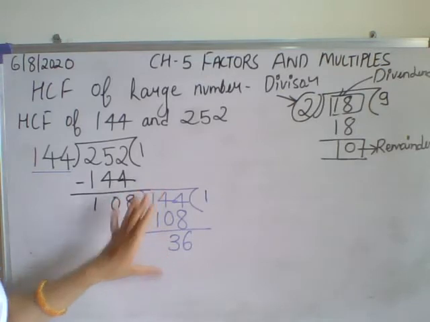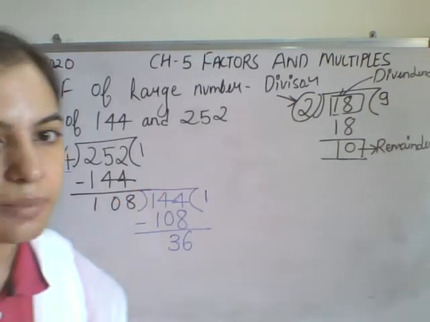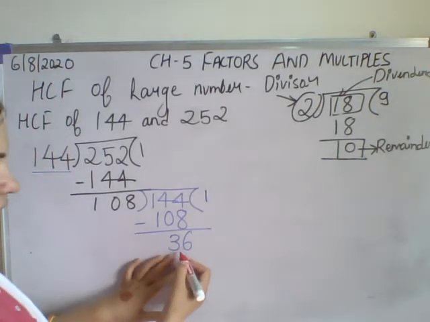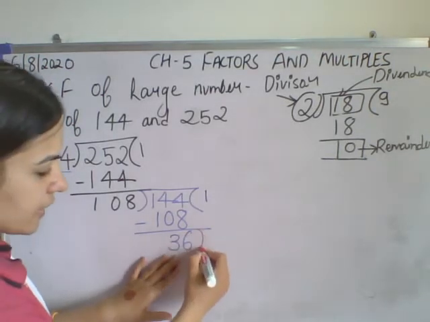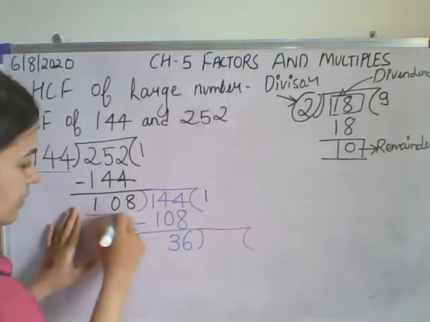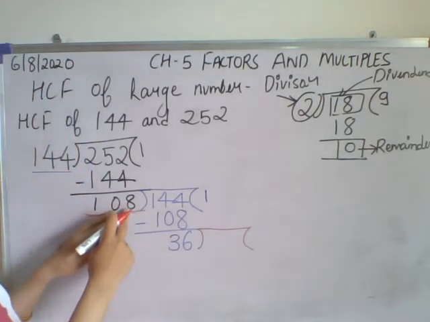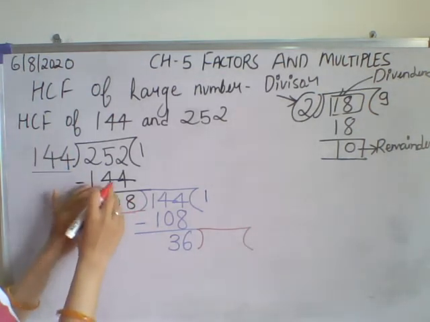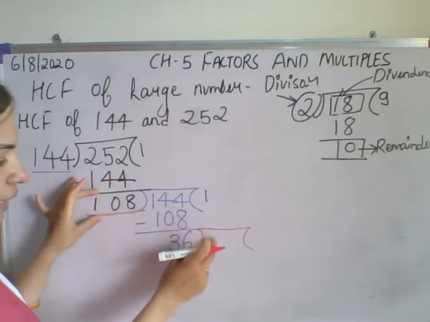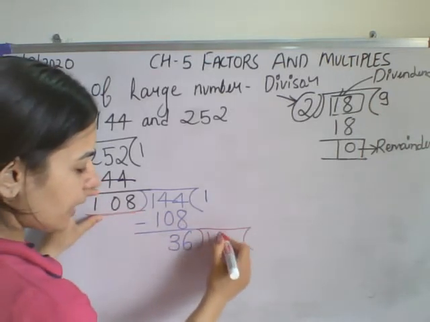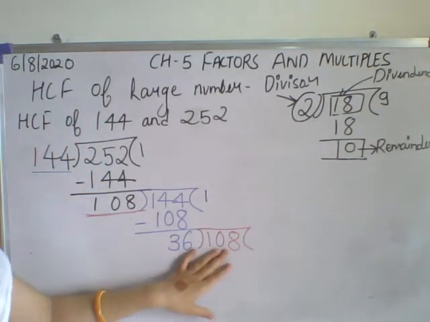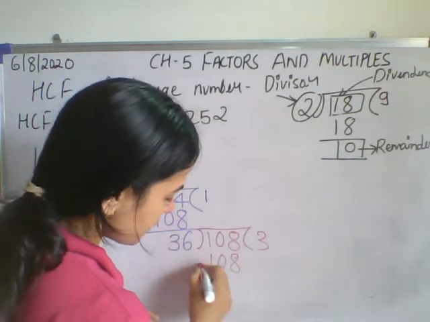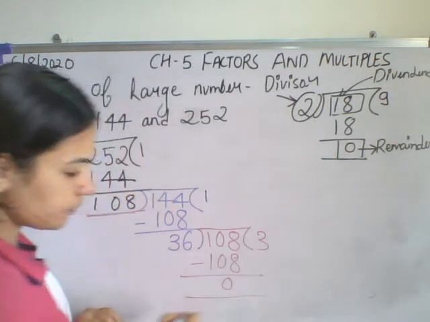Yes, now this division is also over. Again I am just changing the color. 36, okay, 36 is the remainder. Then you will be dividing 36 with this divisor. Previously we were taking this, then you will be taking whatever is the remainder of the previous division, that you will be taking here inside the bracket. So I will be writing here 108. So 36 3s are 108. Now the remainder comes 0.